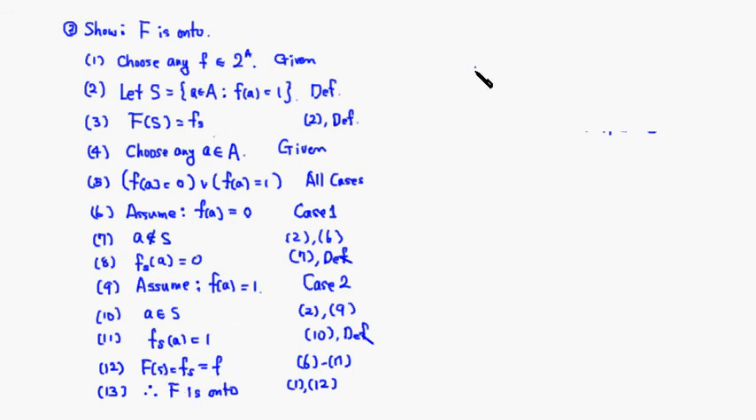So therefore, the main conclusion would be, hence, since we found a bijection between the power set of A and 2 to the A, they have the same cardinality. All right, that's it. I hope that this was clear.